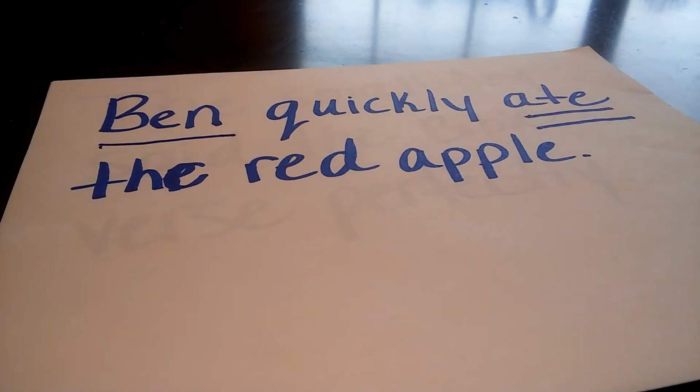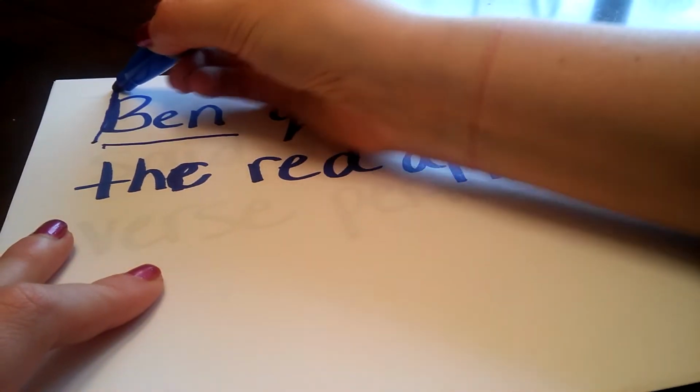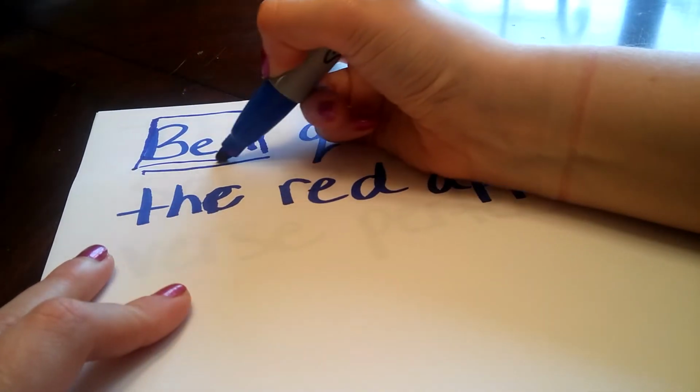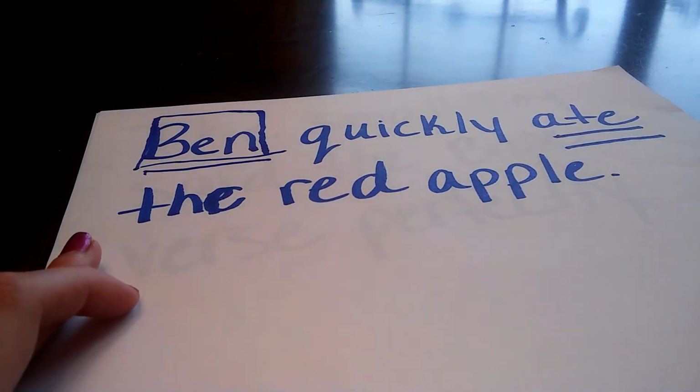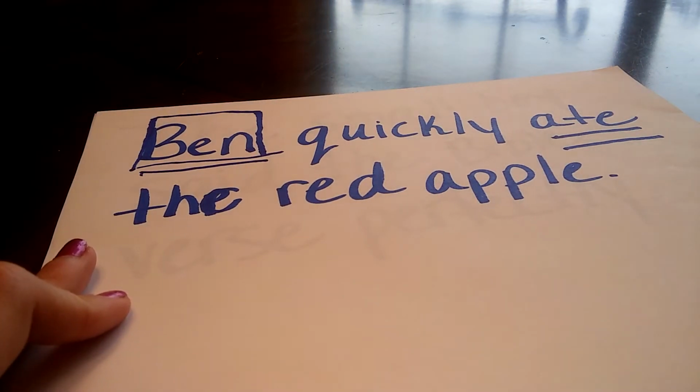Okay? Number 3 says, find and draw boxes around all the nouns, even the subjects. Remember that a noun is a person, place, or thing. So we're going to draw a box around Ben. It doesn't have to look perfect. And then we're going to keep looking.